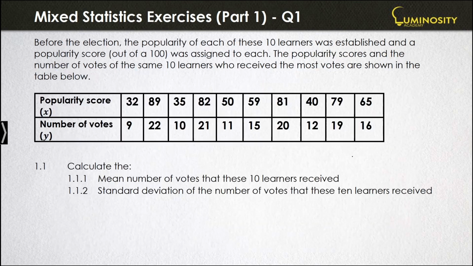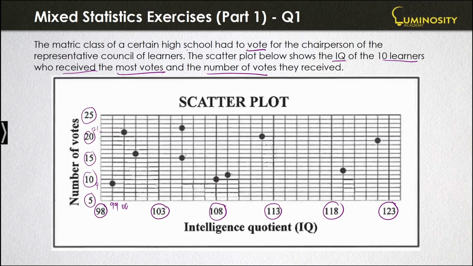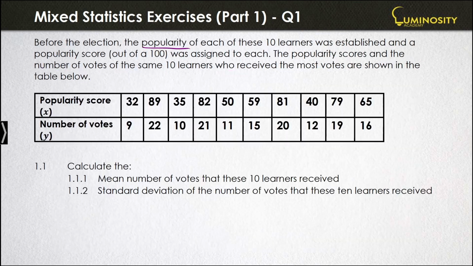So 10 learners there. Before the election, the popularity of each of these 10 learners was established, and a popularity score out of 100 was assigned to each of those 10 students. The popularity scores and the number of votes of the same 10 learners who received the most votes are shown in the table below. So of these 10 learners, this is measuring IQ versus number of votes, but now the same people with the IQ and the number of votes also received a popularity score.